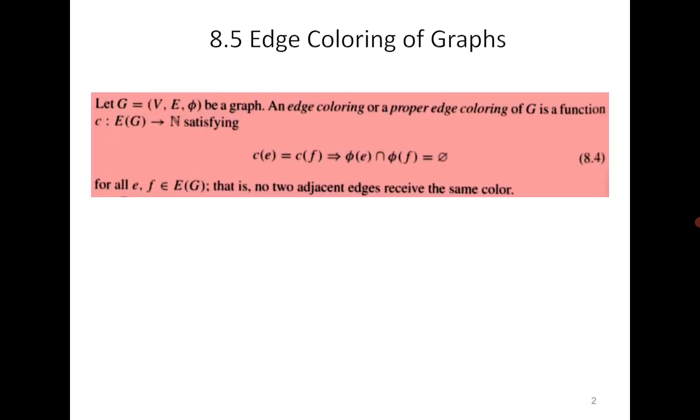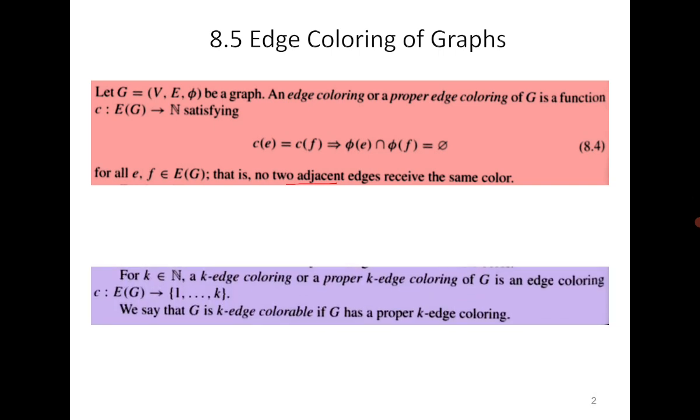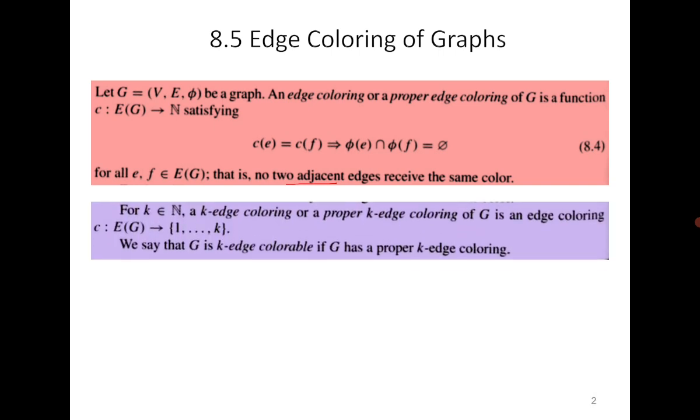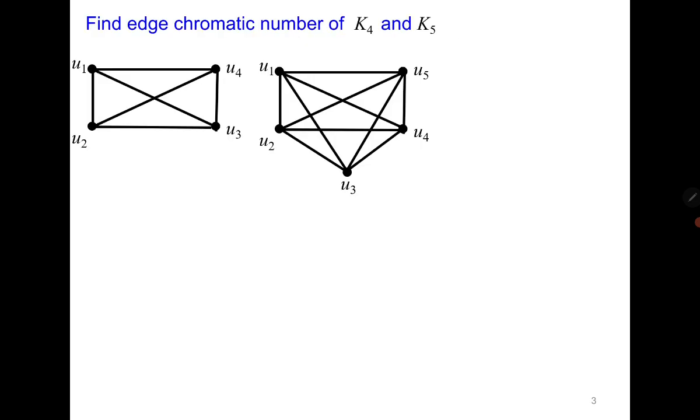So for edge coloring the same rule works: two adjacent edges should have different colors, while non-adjacent edges can receive the same color, and we need to find the minimum number of colors required to color the edges of the graph. That is called the edge chromatic number, denoted as chi dash G. Okay, let's see some examples.